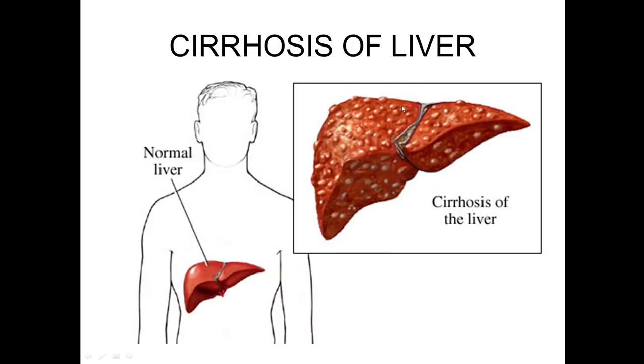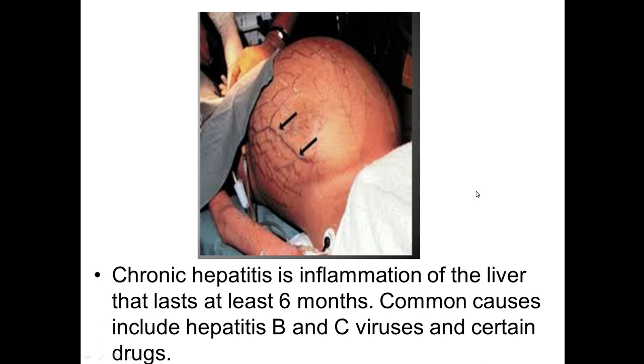Then cirrhosis of the liver. The most common cause is alcohol, though there are so many causes. Then there is a condition where you can see various prominent veins. This occurs in portal hypertension. This is a condition of chronic hepatitis, when there is inflammation of the liver that lasts at least 6 months, and the causes are hepatitis B and C viruses, and certain drugs also. You can see the condition of the patient.